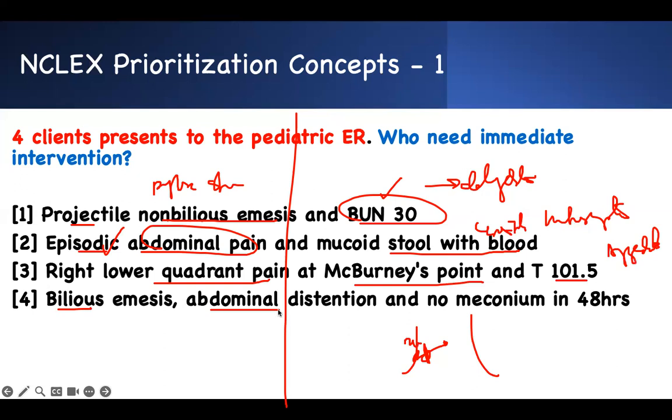Bilious emesis, abdominal distension, and no meconium. This is the same kid coming. This is the small bowel, the large bowel, and then you go to your colon, and this is the rectum. The sphincter here does not move, so this colon is massive and the belly is going to get distended. You're going to vomit bilious because it's below the stomach, and you're not going to pass meconium. This is Hirschsprung disease. That's all.